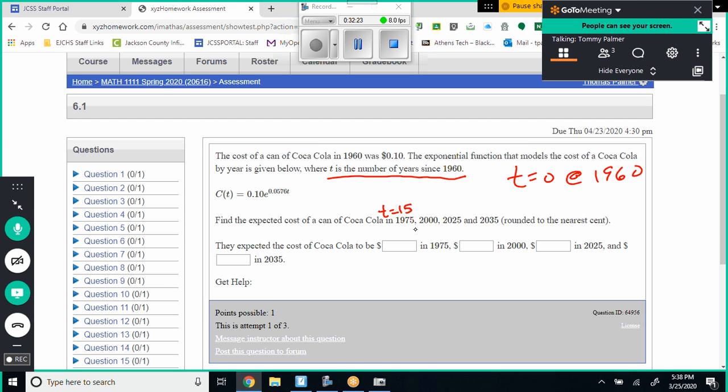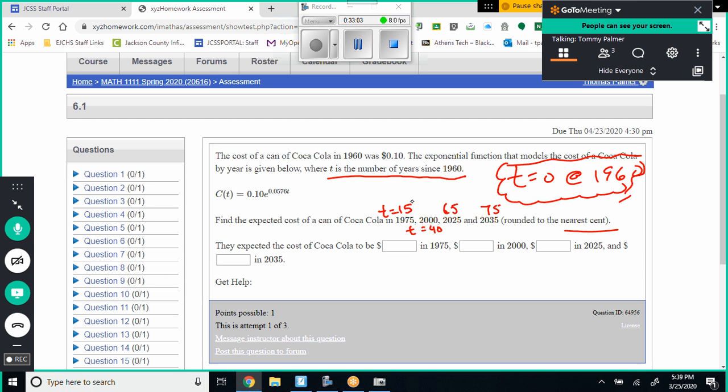2000 would be t equals 40. 2025 would be 65, and 2035 would be 75, right? And then round it to the nearest cent. So yes, it is kind of like a chug and plug. But the key thing is you're resetting the clock from 1960. You wouldn't plug in 1975, you wouldn't plug in 2000, 2025, or 2035. You would plug in 15, 40, 65, and 75.